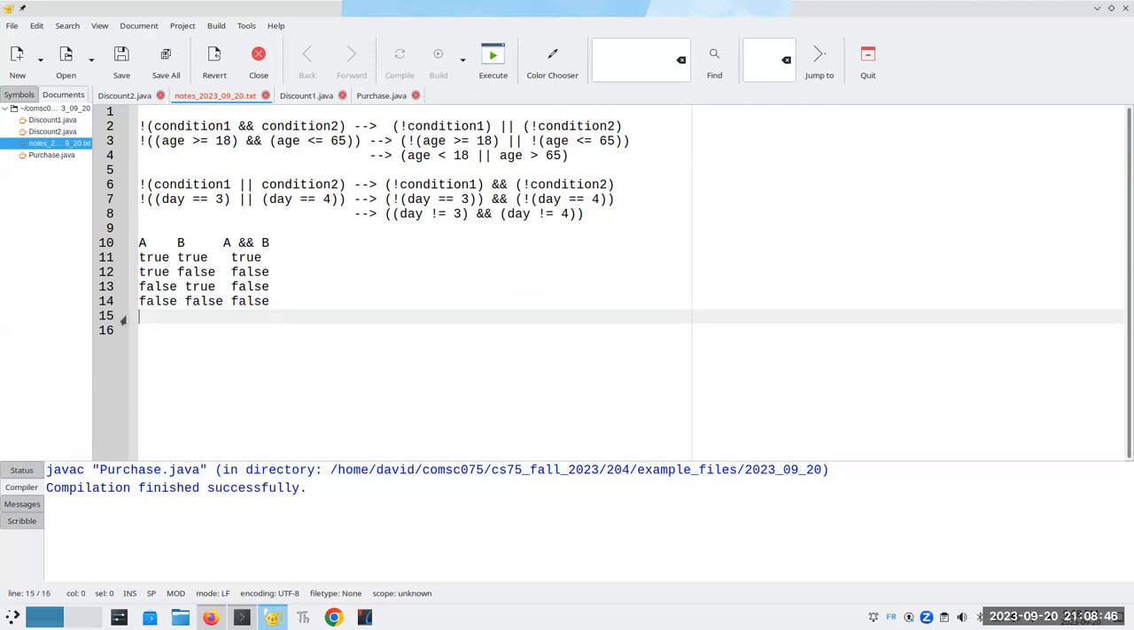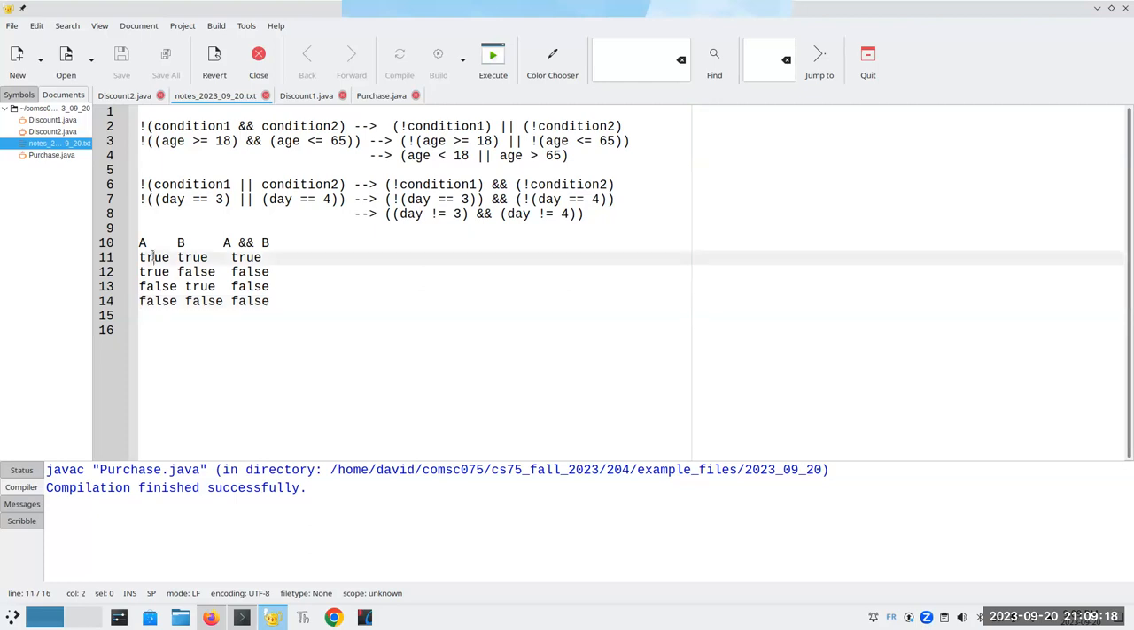False and true is false, and false and false is false. Here's what we're taking advantage of. If I know that condition A is false, does it really matter what B is? Even if B is true, I still end up with false because they're not both true. If B is false, I still end up with false. So the moment I see condition A is false, do I really need to even look at B to figure out if it's true or not? No. I can cut things short. As soon as I know that I'm going to get a false answer, there's no need to go any further.